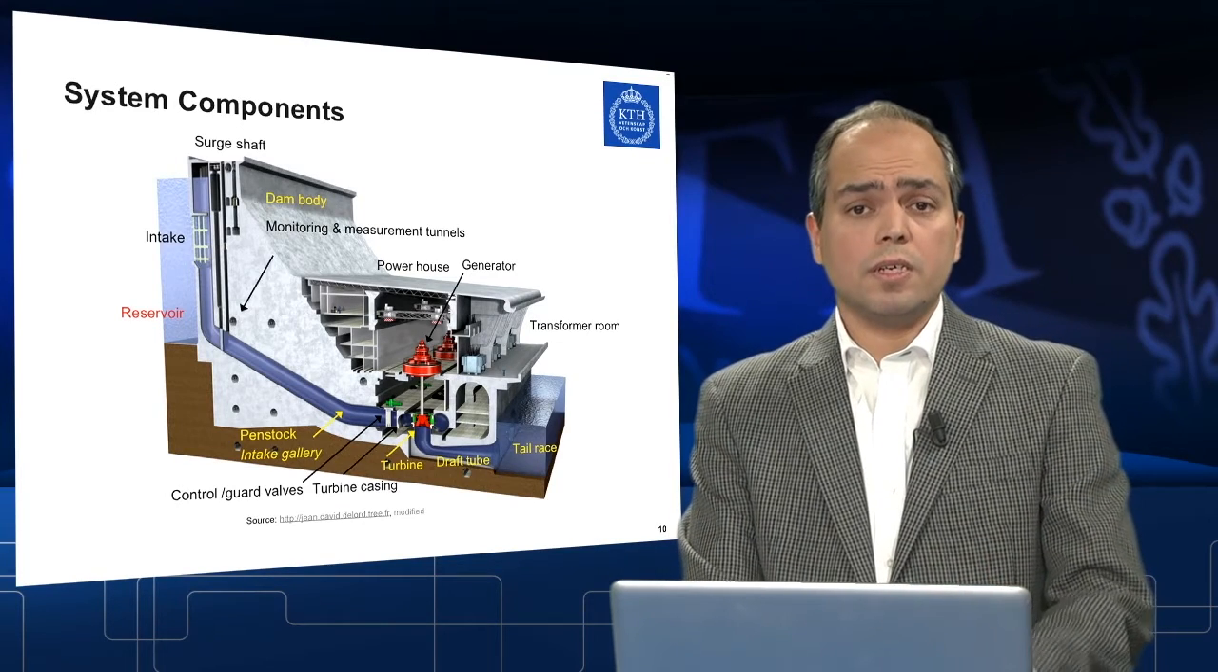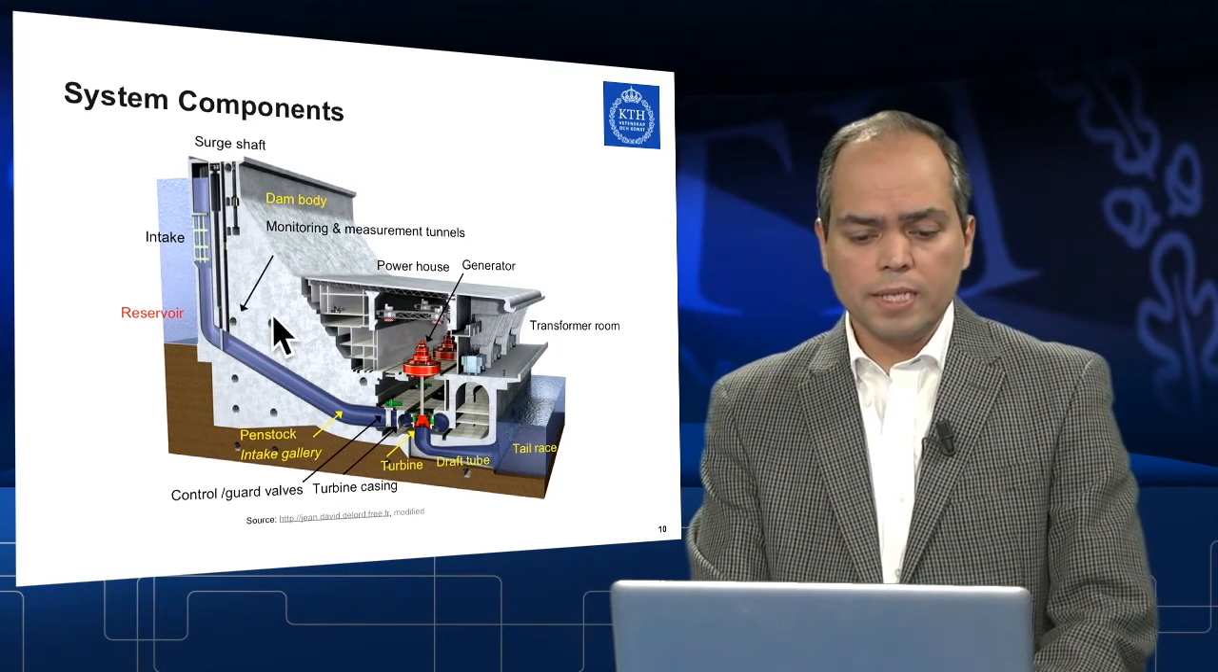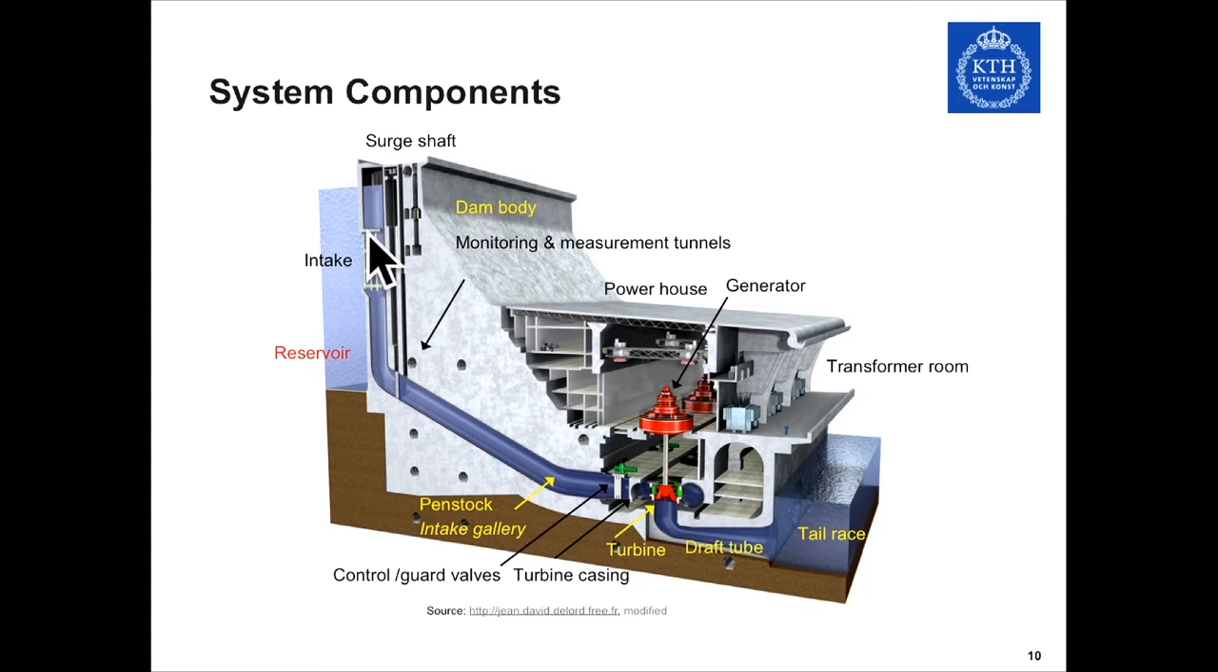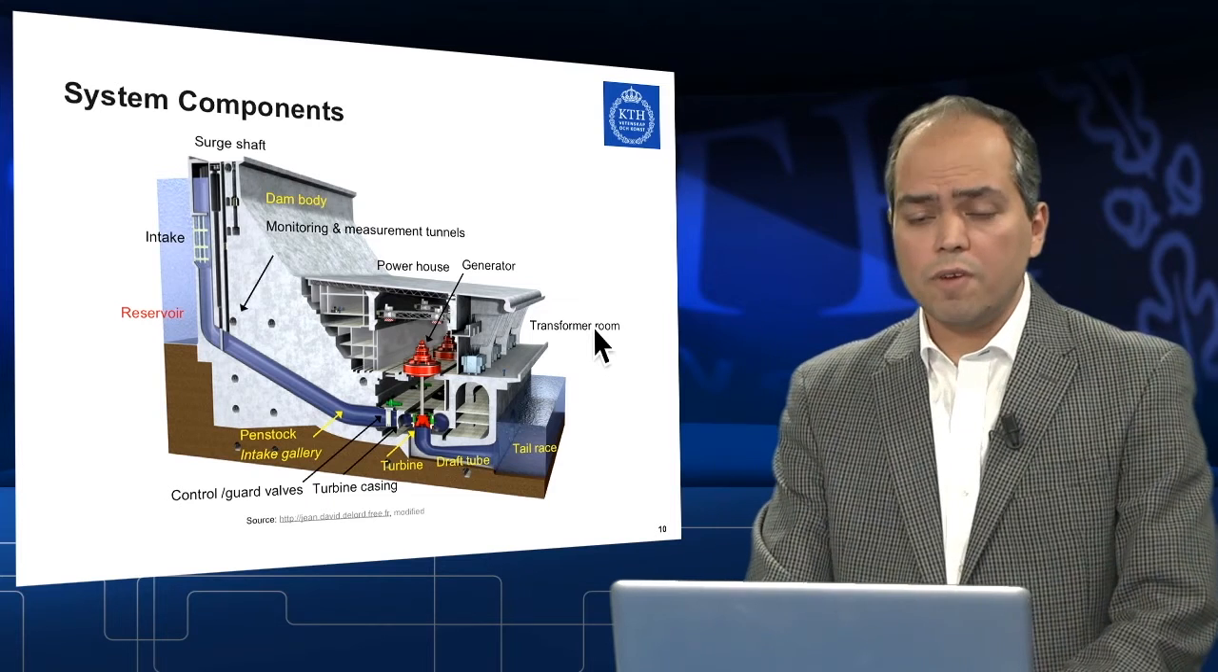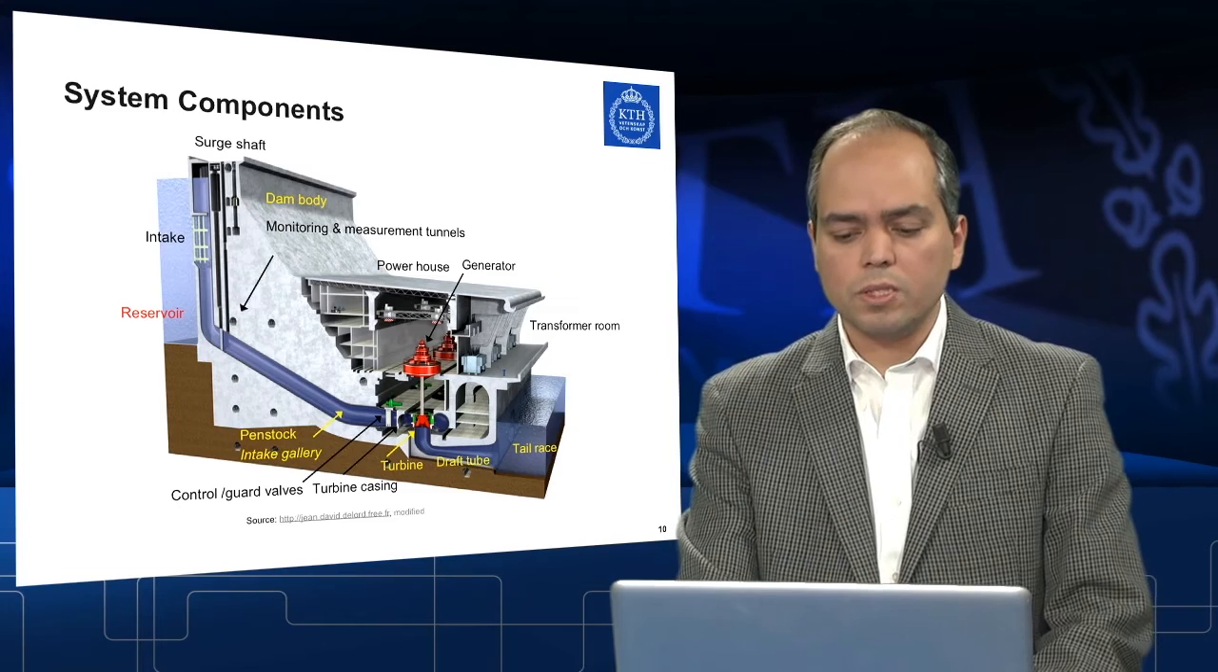This is an artistic illustration of a power plant. Again, I would like to start from the intake. These are the trash racks. This is called the reservoir. This is the dam body itself. Water is transported through the penstock toward the turbine. The turbine is coupled to the generator, which generates electricity. Water is released through the draft tube into the tailrace of the system. And of course, there are many auxiliary systems around the turbine, such as transformer rooms, control rooms, flow regulation rooms, and so on.